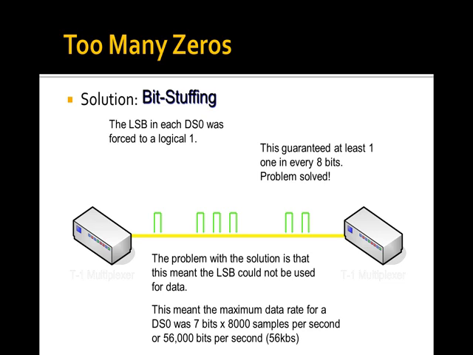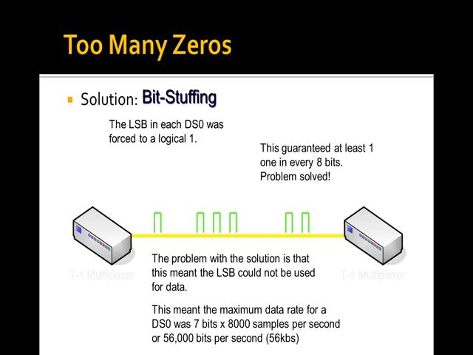That was an old solution. I left it in the slide because you'll run across it. Bit stuffing was the early solution to this. We just simply said, okay, we've got to have 1 bit in every 15. We'll just take the least significant bit in each data word and make it be a 1. Again, for voice, big deal. For data, it means I can't use that bit.